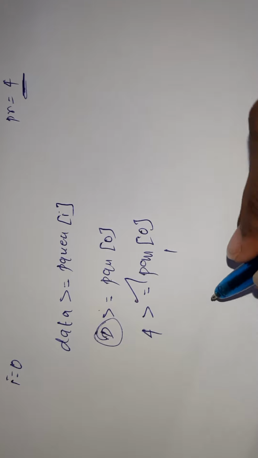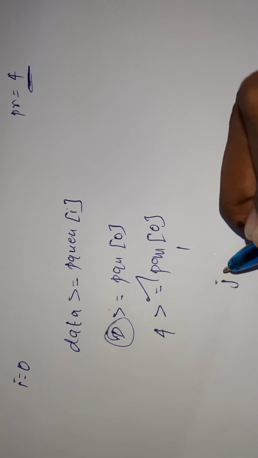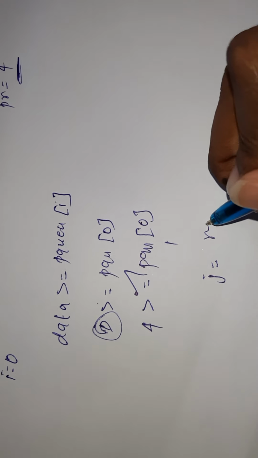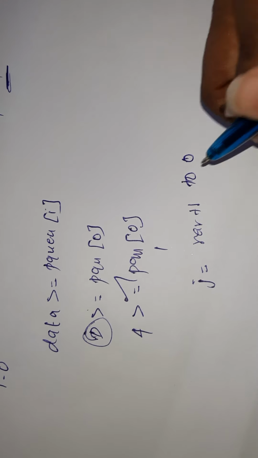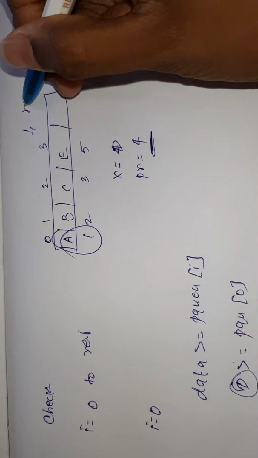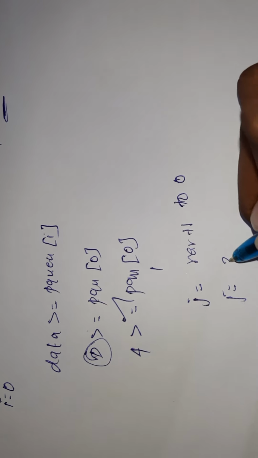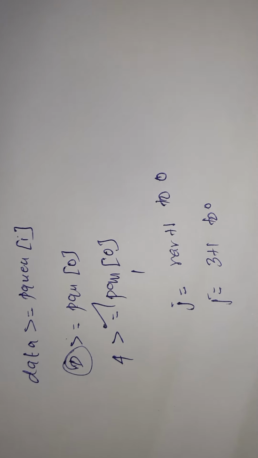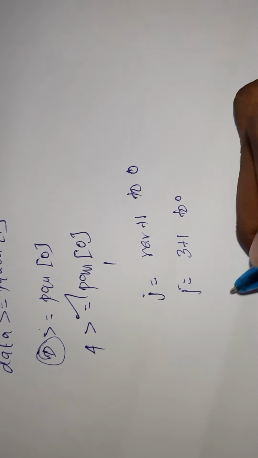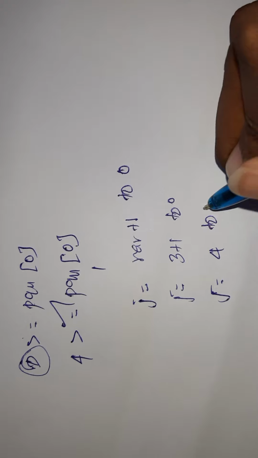Now, we are going to use the J loop: J equal to rear plus 1 down to 0. Meaning, already the rear position is here, 3, and this is your front position. So, J equal to 3 plus 1 down to 0. We are coming from the last to here. So, J equal to 4 down to 0.